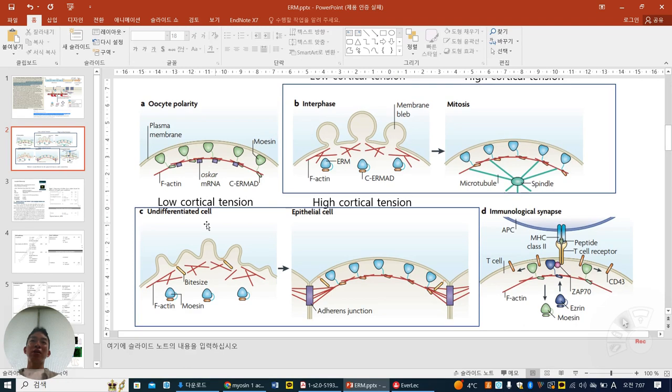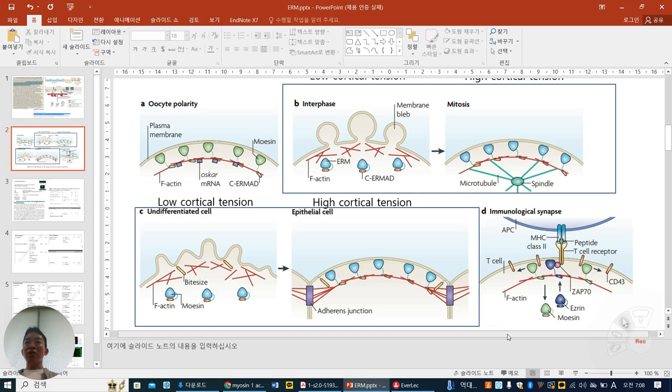And then when you see the undifferentiated cell and epithelial cell, a kind of differentiated cell, in the undifferentiated cell you can also see low cortical tension because the cell membranes are folded. This is a marker of low cortical tension. This comes from a non-aligned effector structure, and the ERM protein doesn't bind correctly. But when they are differentiated into the finer epithelial cell, the cell membrane is tensioned so they can spread out, and then the ERM protein spreads out to link the effector, as well as the adherens junction, like that.